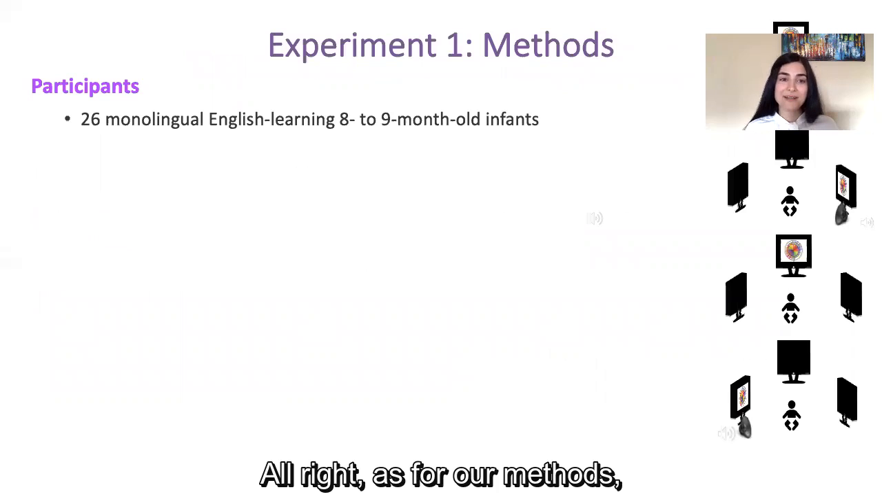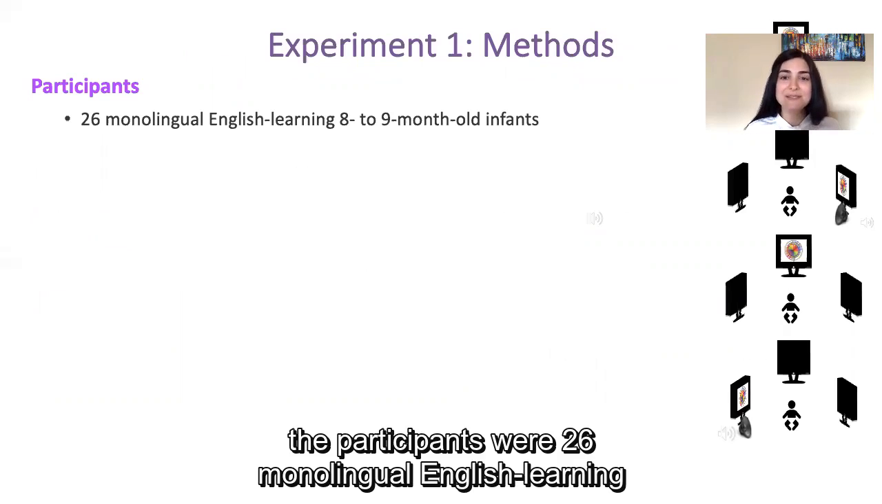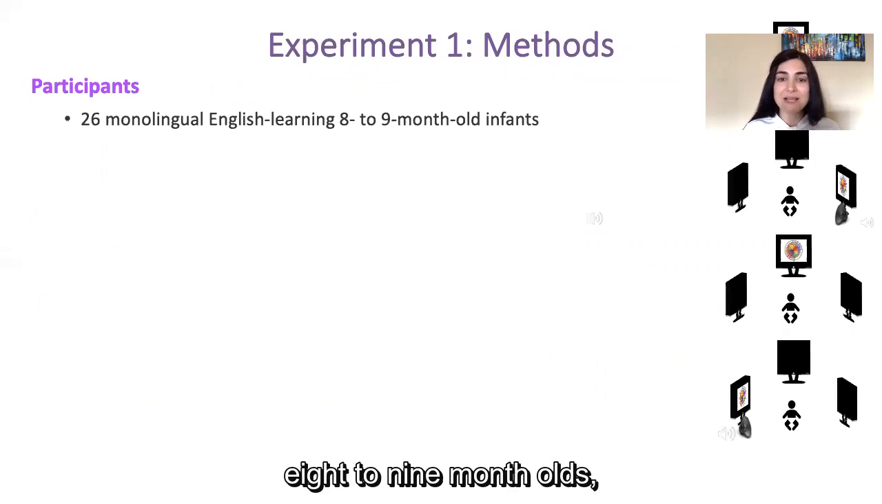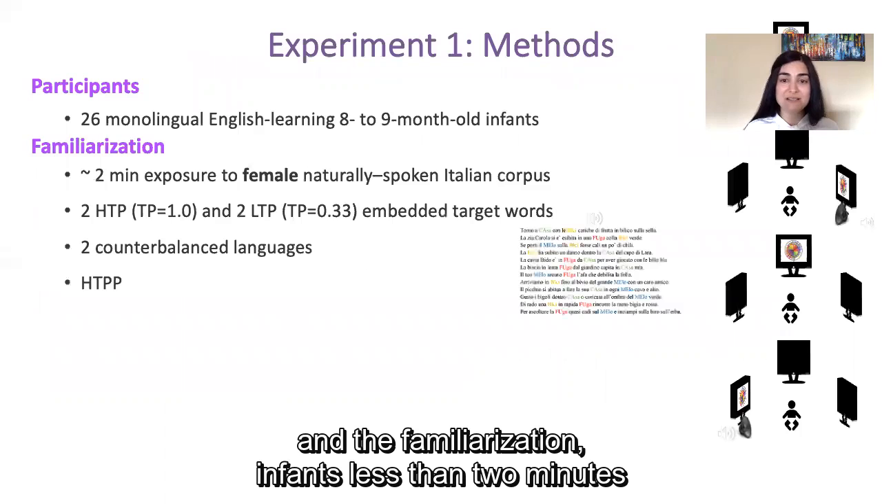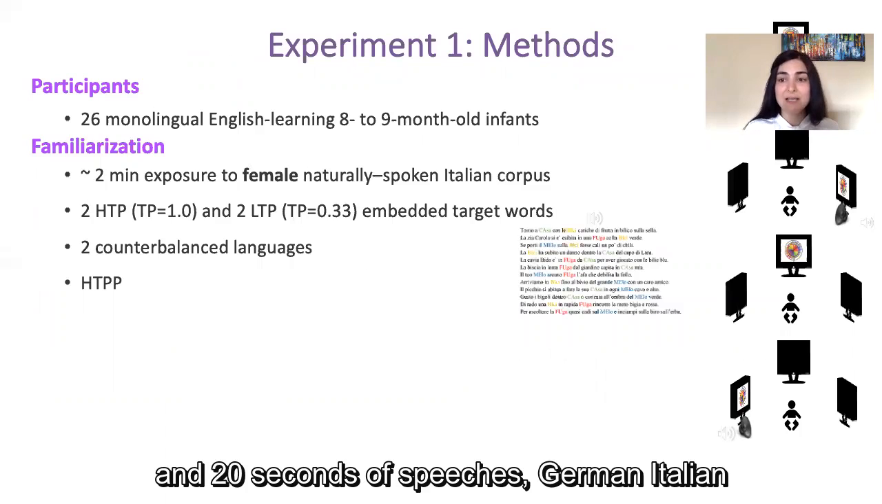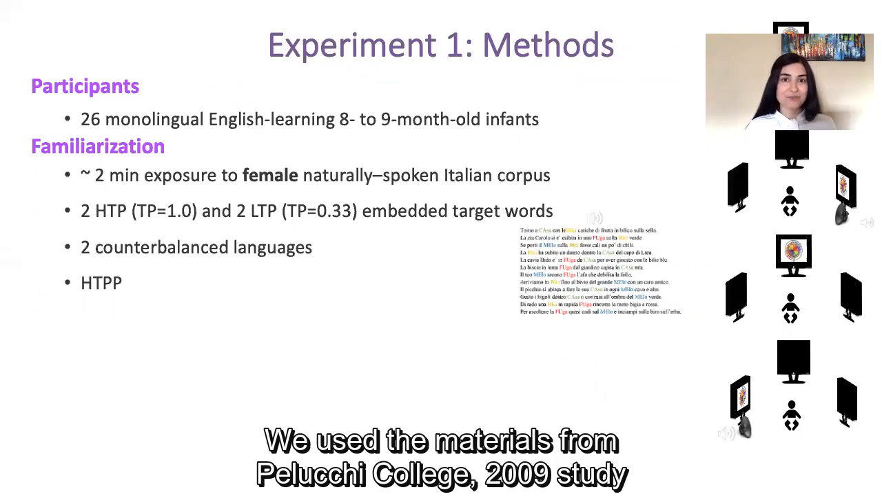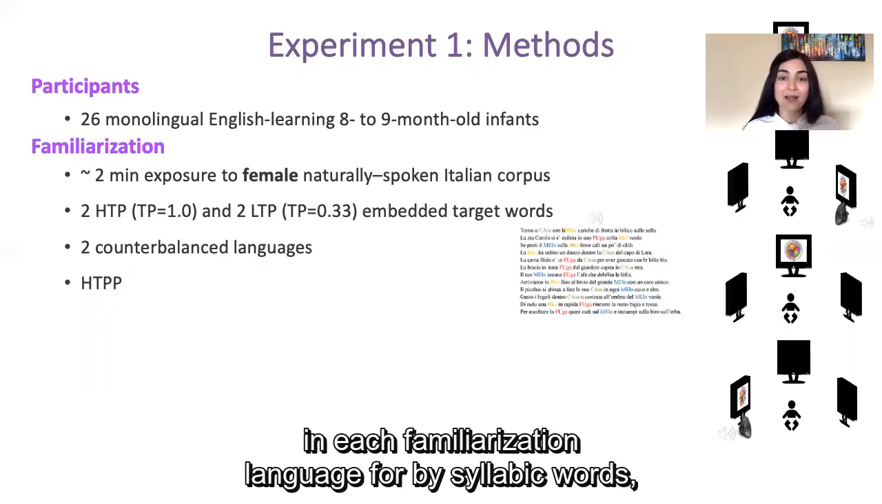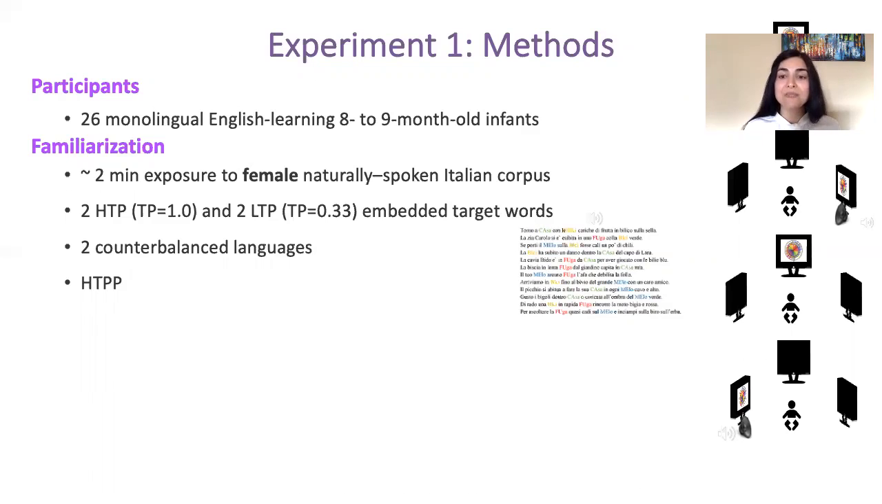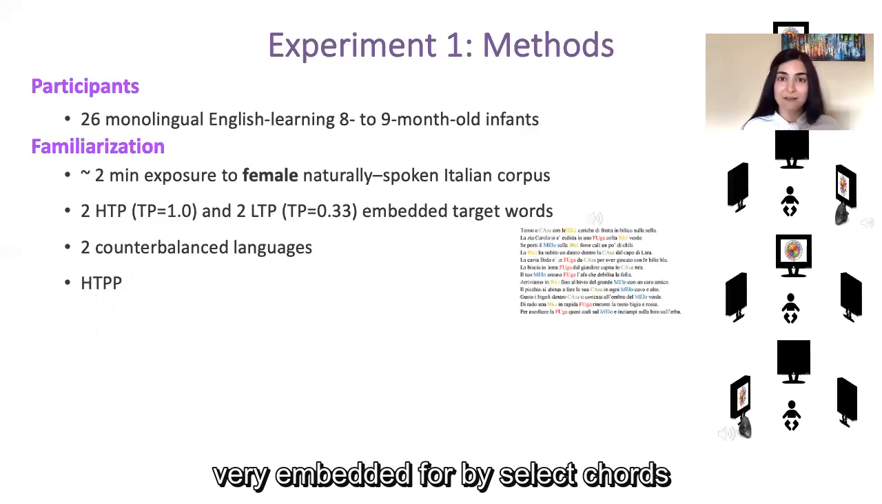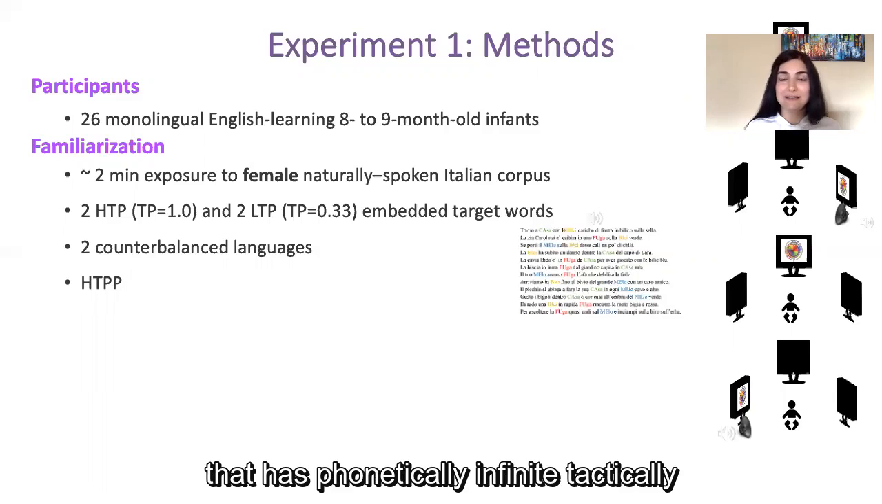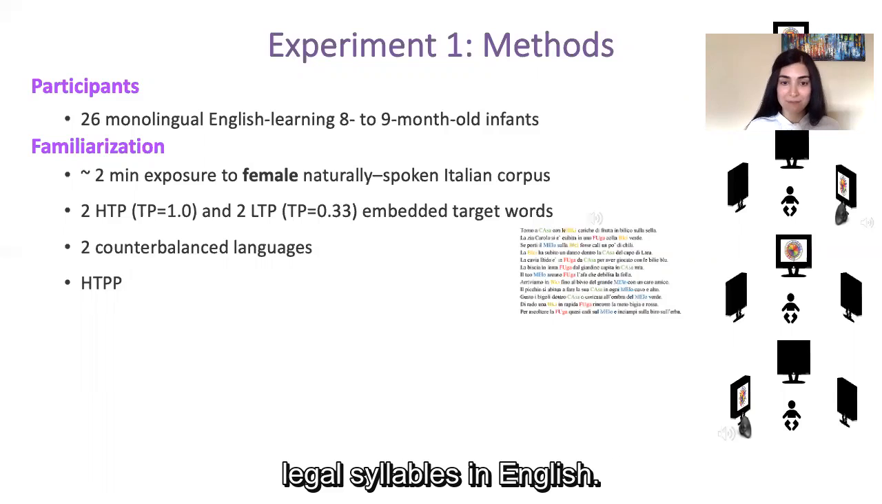As for our methods, participants were 26 monolingual English-learning 8 to 9 month olds. In the familiarization, infants listened to 2 minutes and 20 seconds of a speech stream in Italian produced by a female native speaker of Italian. We used the materials from Pelucchi and colleagues' 2009 study. In each familiarization language, 4 bisyllabic words were embedded, words that had phonetically and phonotactically legal syllables in English.